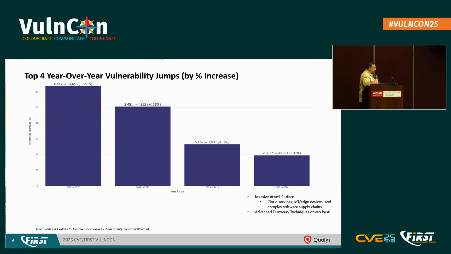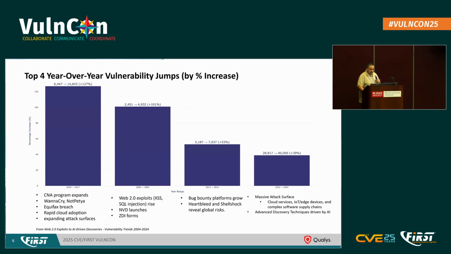Going to last year, one of the reasons that we had this jump of 39% is because of the massive attack surface. And lots of software is being created on a daily basis with AI. And also advanced discovery through AI, that was another factor that we noticed. And also lots of usage of cloud.